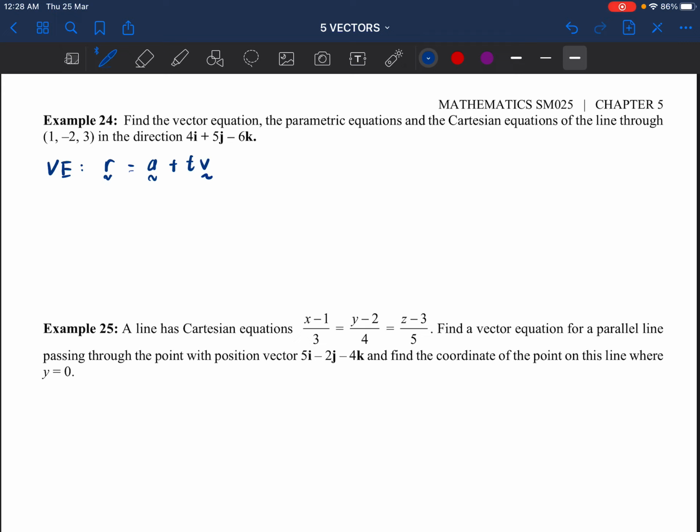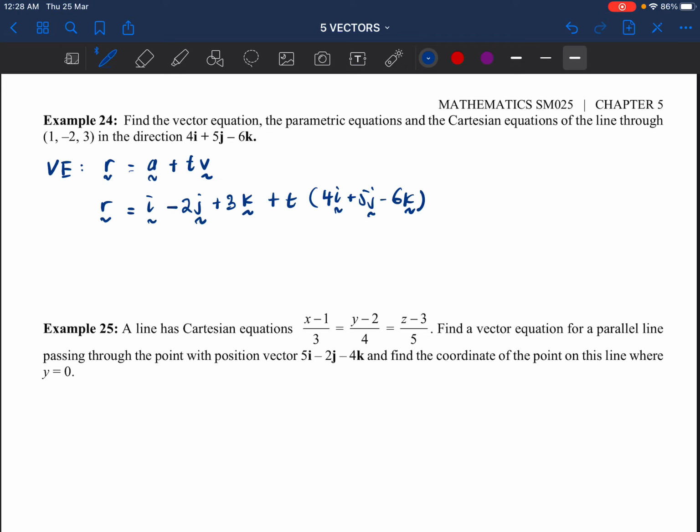So r stays as r. A is this one, so we convert it to vector form: i minus 2j plus 3k, plus t times our v, which is 4i plus 5j minus 6k. So that is our vector equation.